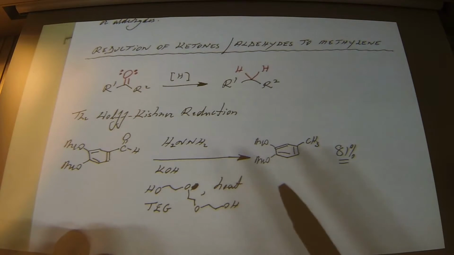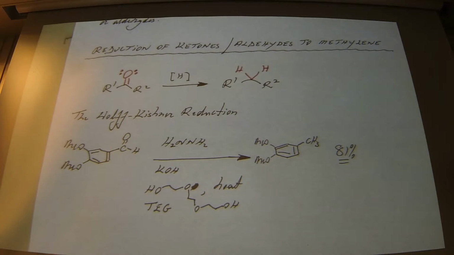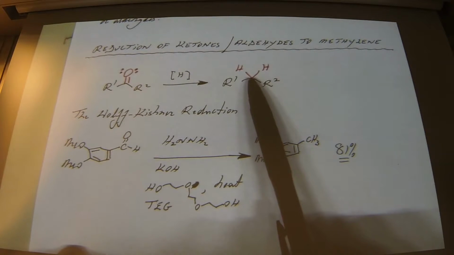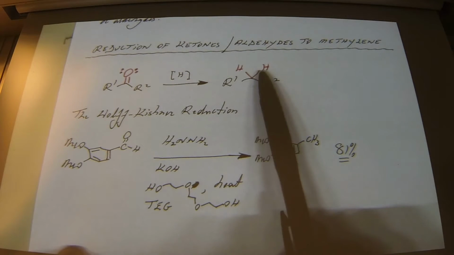Now, we've talked about reductions of ketones and aldehydes, right? And we've talked about reductions using sodium borohydride or lithium aluminum hydride to form alcohols. But those are not the only ways to reduce ketones and aldehydes. You can reduce them all the way down to hydrocarbons, as shown here. So I can take a ketone or an aldehyde, and this little bracketed H just means reduction of some sort. And where the carbonyl was, you see it's been obliterated, and I have just two hydrogens.